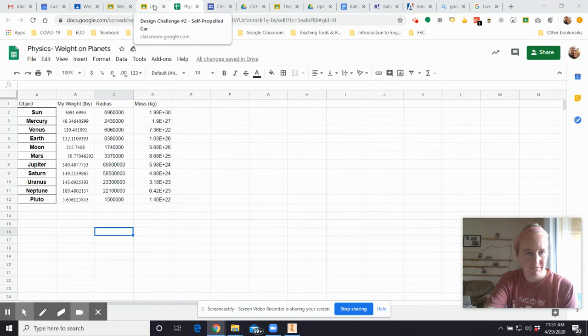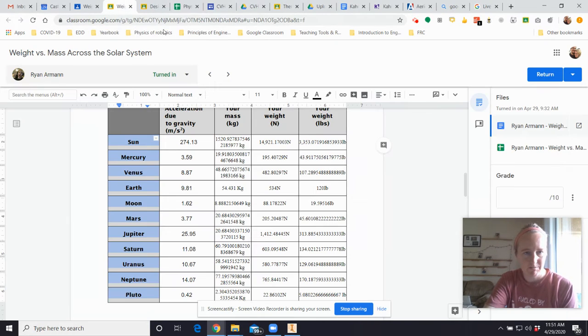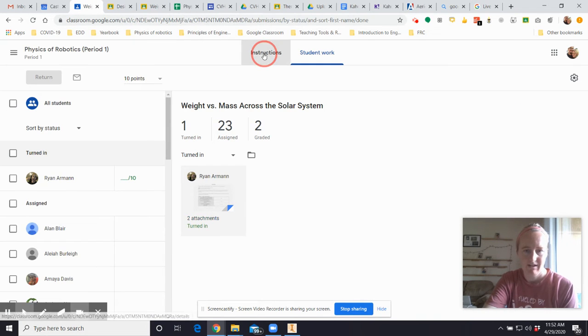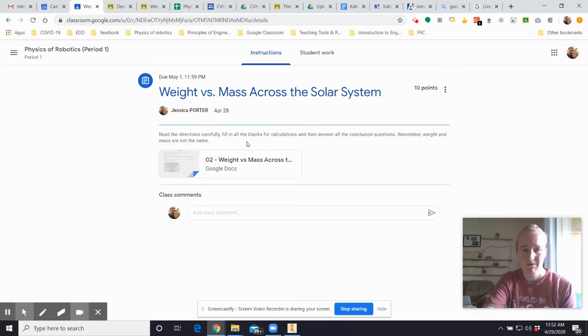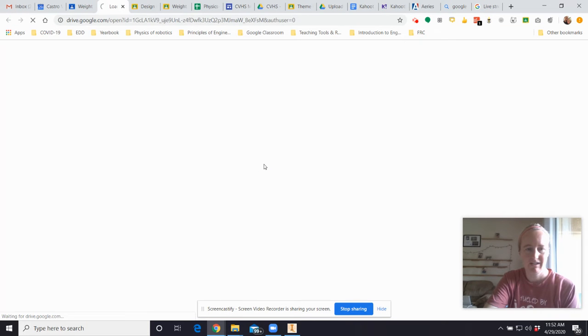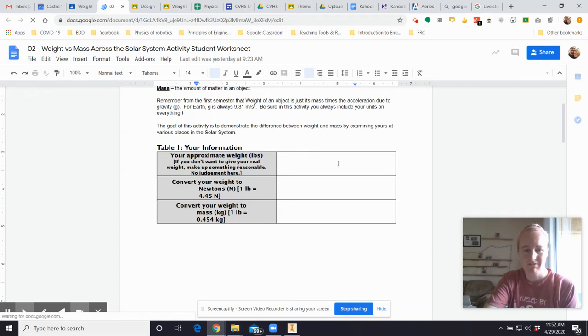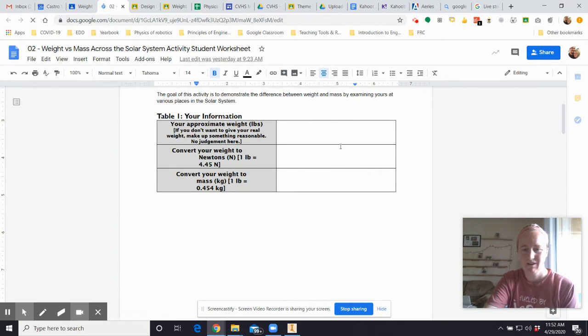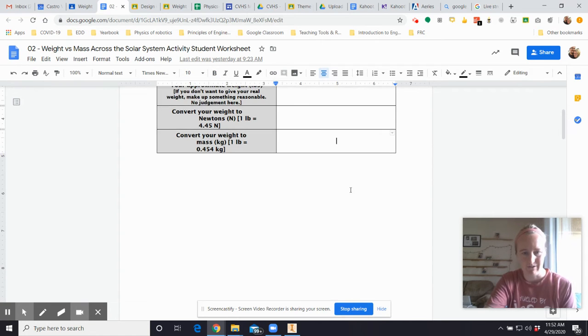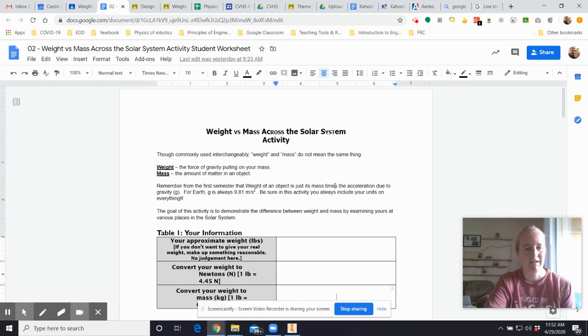So what I'm going to do is, this is all based on the weight and solar system activity. If I go to this assignment, the instructions: weight and mass, remember weight and mass are not the same thing. As you go through the Google Doc, you're going to have to come up with your own information for your pounds. Then here's the equation to convert to newtons, and then convert because you have to figure out your initial mass in kilograms. Remember, your mass is the same, but your weight does not.